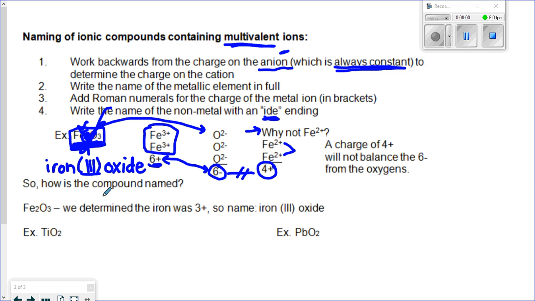So how is the compound named? Well, I named it right here. For Fe2O3, we determined iron was 3 plus, so the name is iron 3 oxide. This doesn't tell us about relative numbers, it just tells us about the charge on the iron. So, a couple of practice questions there. This is a super short lesson, hopefully.